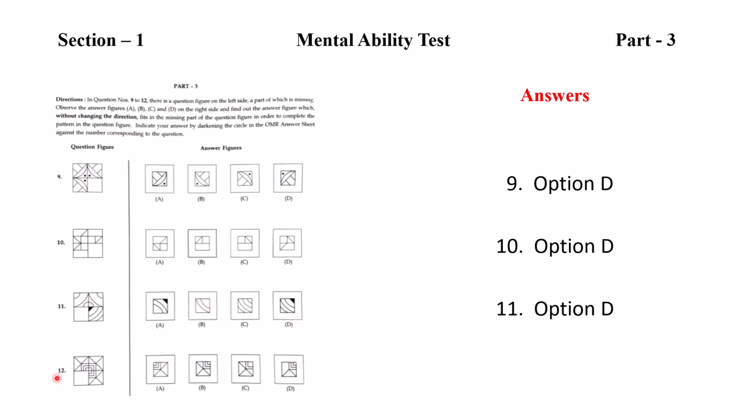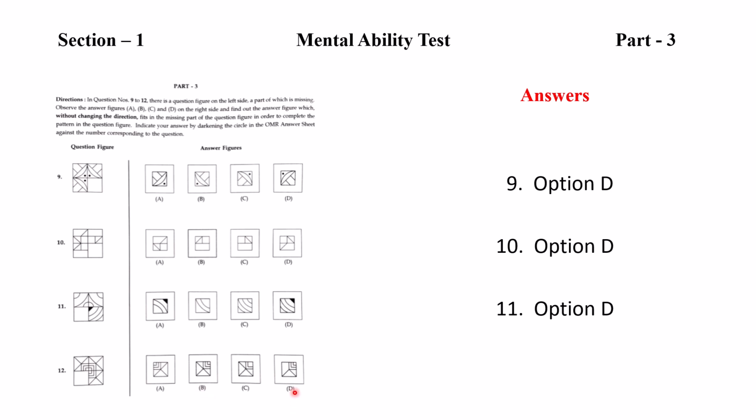Coming to question number 12, we need multiple square boxes towards this end here. Out of those, option A is eliminated. Coming to options B, C, and D, we can see that there are three square boxes that would be required. Therefore, here there are only two square boxes. Option C is also eliminated.